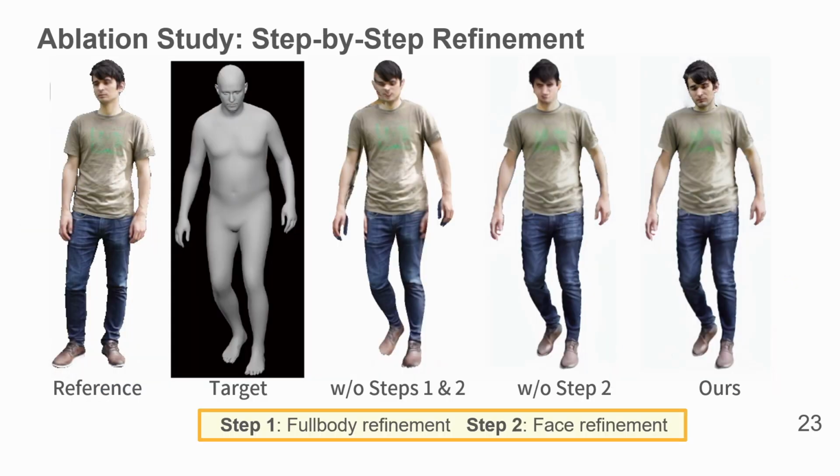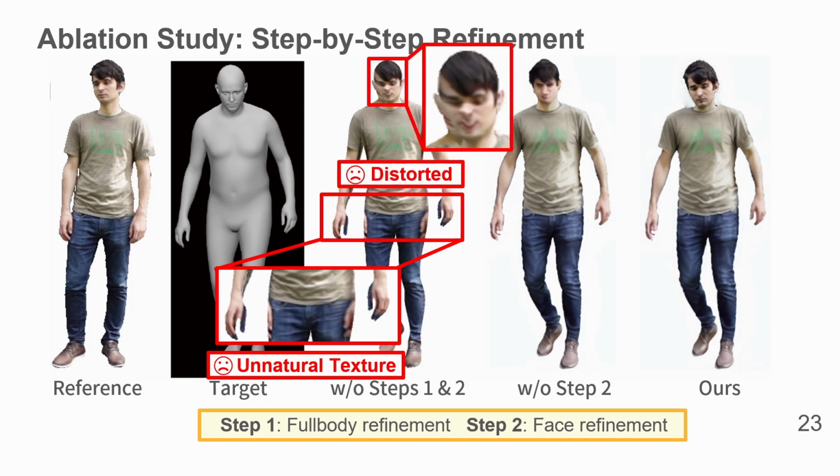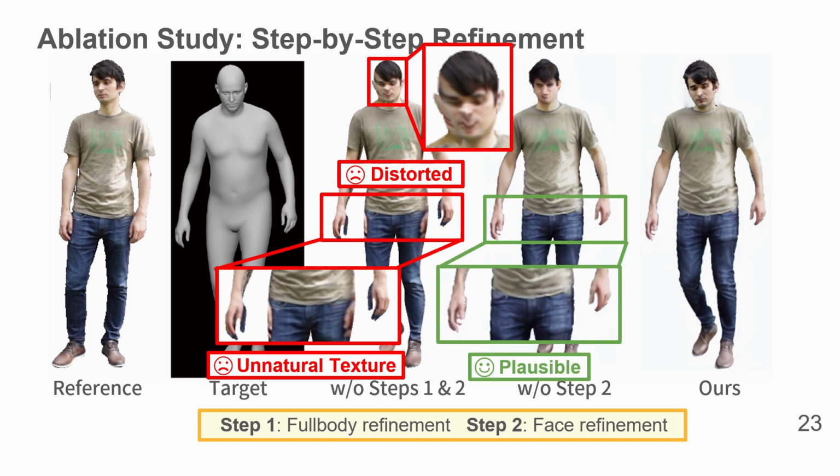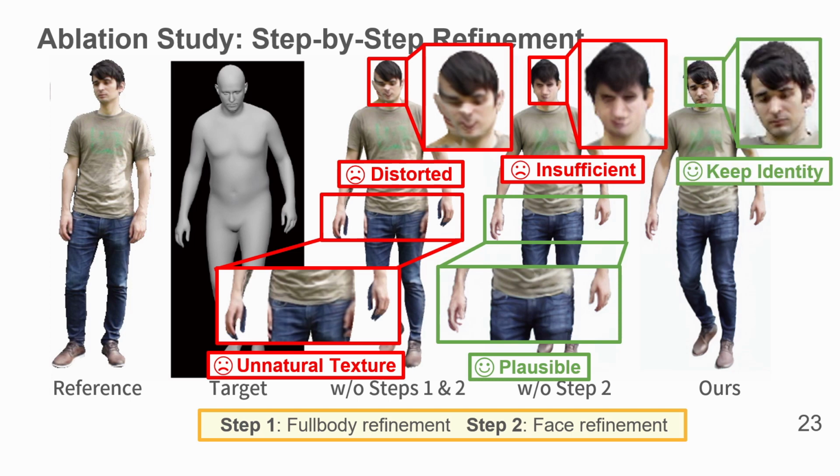This slide shows the ablation study results for the step-by-step refinement. Here, steps 1 and 2 mean the refinement of full body and face, respectively. In the result without steps 1 and 2, unnatural textures appear on the face, hands, and pants, and the face is distorted. In the result without step 2, the hand and pants textures are plausibly corrected, but the face is not sufficiently refined. With steps 1 and 2, we can correct the face plausibly and keep the identity of the reference person image. For more results including quantitative comparisons, please see our paper.